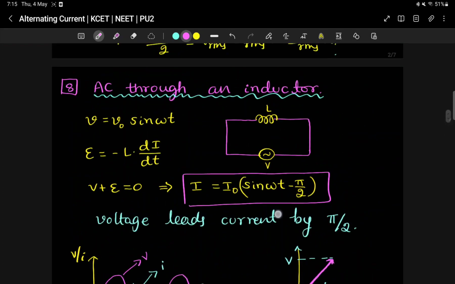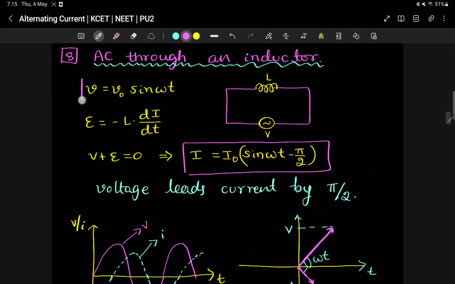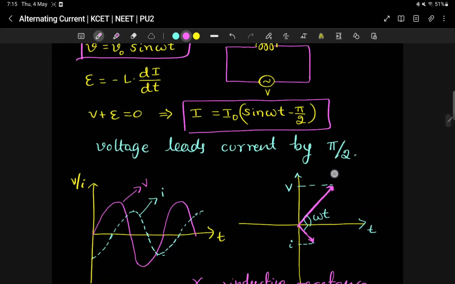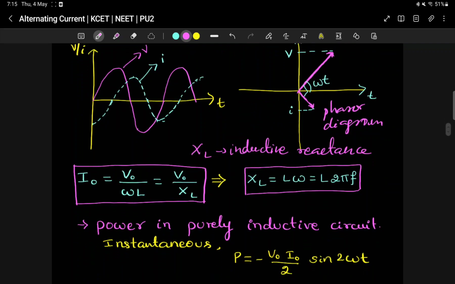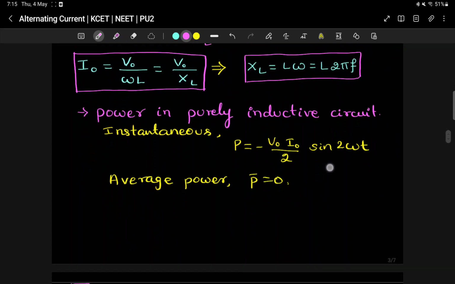So this is all about AC applied to an inductor: V is equal to V naught sin omega t, I is equal to I naught sin omega t minus pi by 2. This is the waveform for voltage and current with respect to time, and this is the phasor diagram. As I have been telling, if you have already studied these concepts for board examination, this formula list can easily be understood, otherwise it is very difficult.